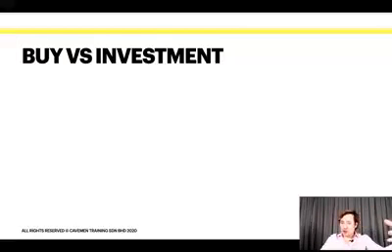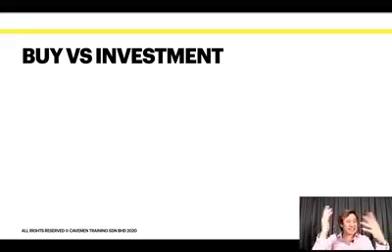Second one. After you do the first call to action, you must do the second call to action. Those who raise their hands, give them the link, sign them up, move them to sales. If they're still in the room and haven't bought yet, you have to do the second call to action. So, buy versus investment.